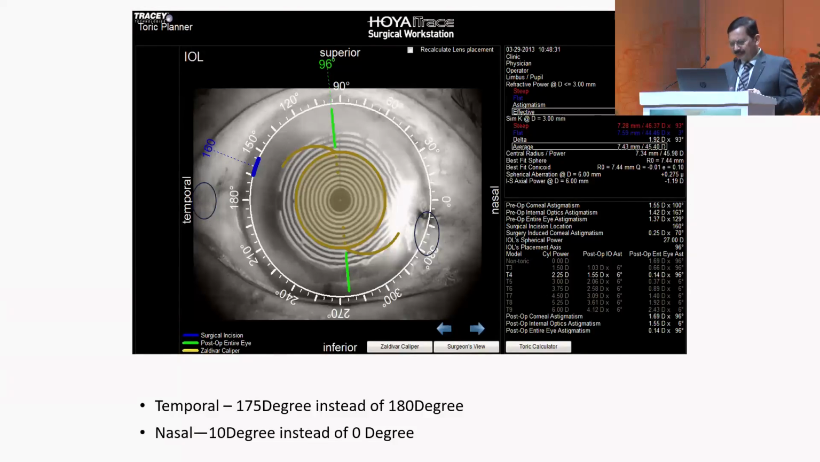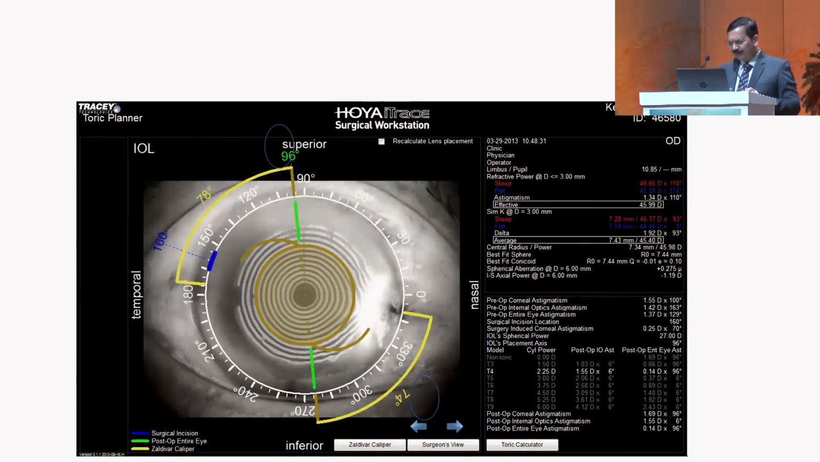As you see here, the reference marks are way off, they do not match with the 0 and 180 degree. I think this is with the eye tracker. So one is above, one is below. So using Zaldivar's caliper software that is incorporated in this, it tells us how much, keeping the same reference markers, we can rotate the lens so that we get a perfect result.